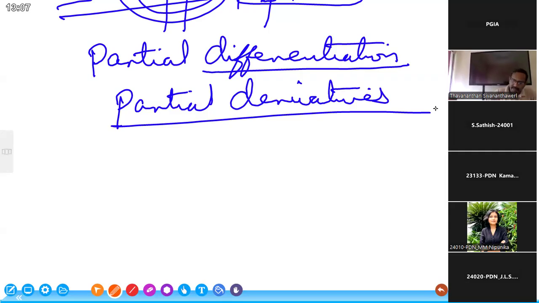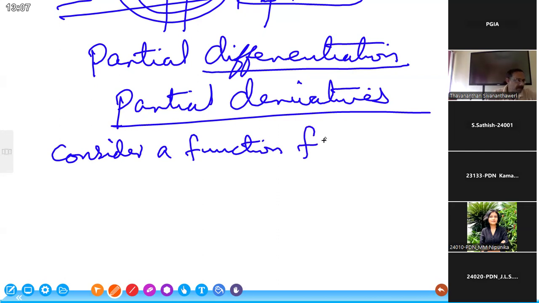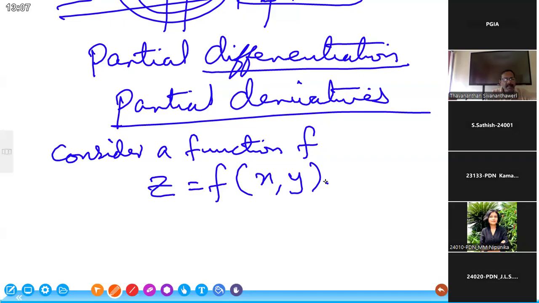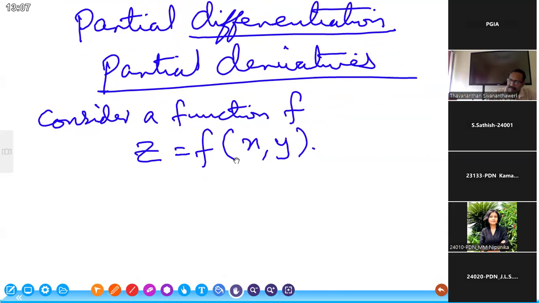A little on theory before we do some practical examples. Consider a function f. Let's say z is a continuous function of the variables x and y. So here z is the dependent variable, and x and y are the independent variables.